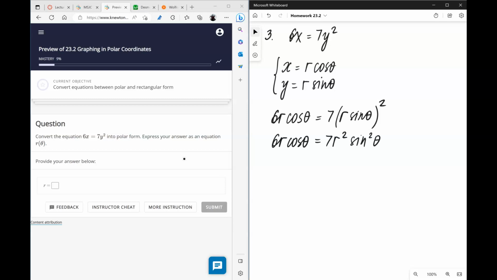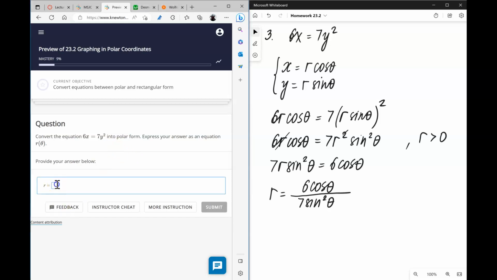And we're going to assume that r is positive here. And that means we can divide both sides by r. So we have, and I'm going to switch sides now, 7r sine squared theta is equal to 6 cosine theta. And I'm going to isolate r by dividing both sides by 7 sine squared. So we have 6 cosine theta divided by 7 sine squared theta. And that's going to be the equation.